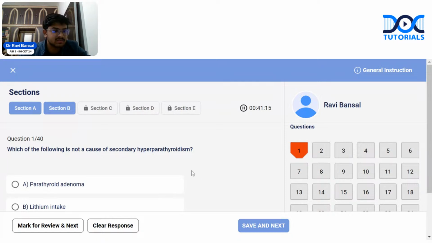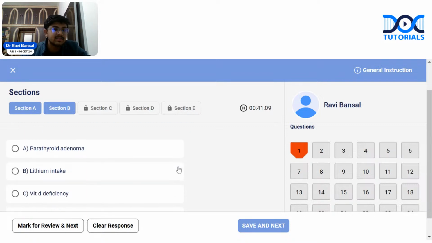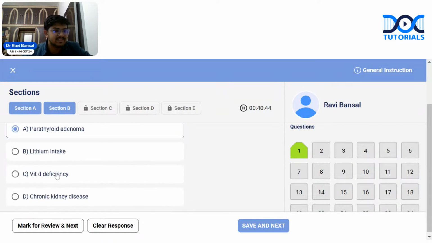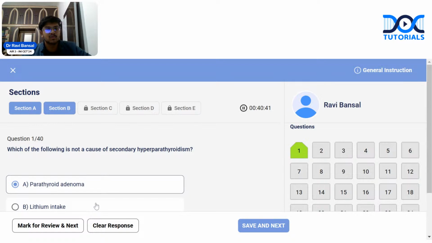Starting from the first question, which of the following is not a cause of secondary hyperparathyroidism? After reading the question, you should have some idea of the answer in your mind before seeing the options, so you do not get confused by the options itself. Parathyroid adenoma is a cause of primary hyperparathyroidism, so we can select this option without looking at the others, but you can check to confirm your answer. Lithium, vitamin D deficiency, CKD are all causes of secondary hyperparathyroidism. They have asked not a cause, so this is the correct answer.